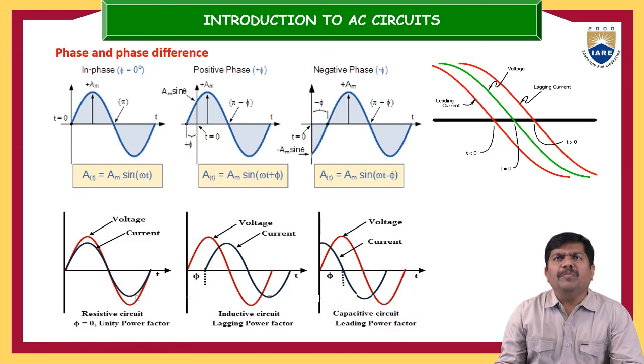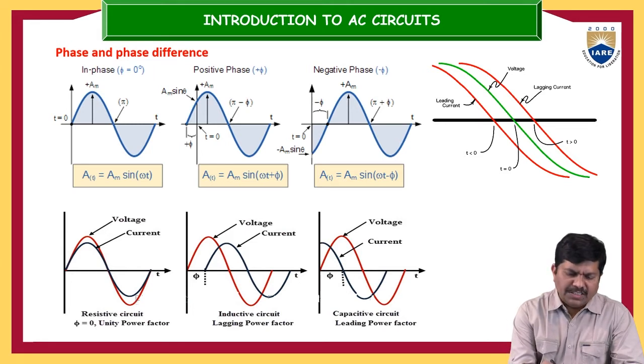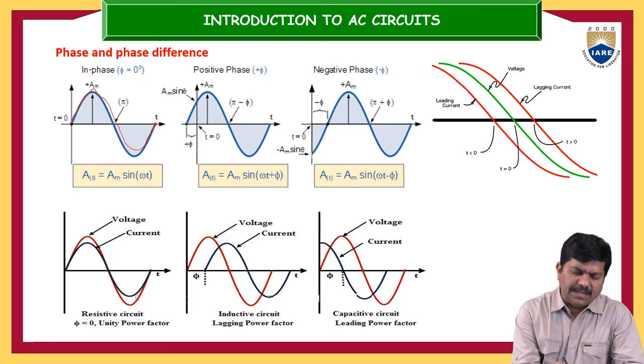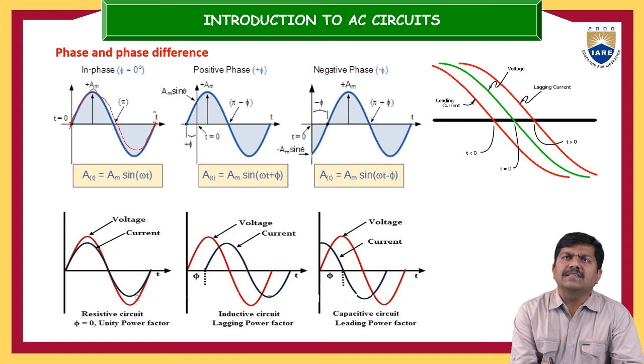One more important point here is leading quantities and lagging quantities. What do we mean by leading, lagging and the reference one? Suppose in the first waveform, you can see it goes on increasing and again comes back to 0. This is at t equal to 0 instant and this is at t equal to some finite value. Let us say this is some time t, and this is the time axis. So how can we represent these alternating quantities?